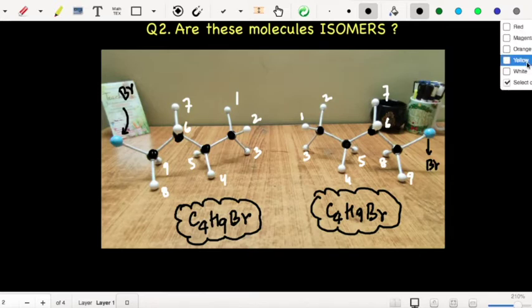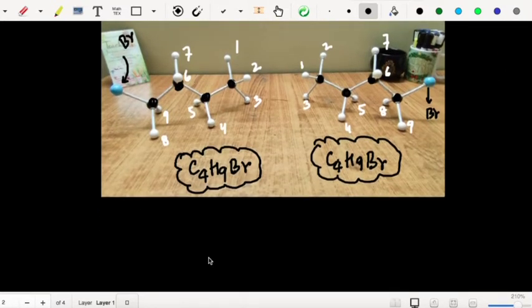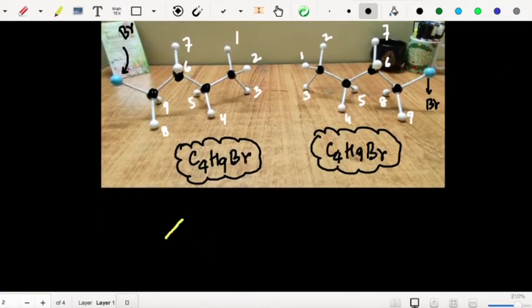If I try to draw the bond line formula of the molecule on my left, this can be represented like this, with a Br atom out here, and the molecule on my right can be represented like this, with a Br out here. At first glance, these two molecules might look different, right? But as we have seen, simply flipping the molecule gives me the other molecule. So they are essentially identical to each other.